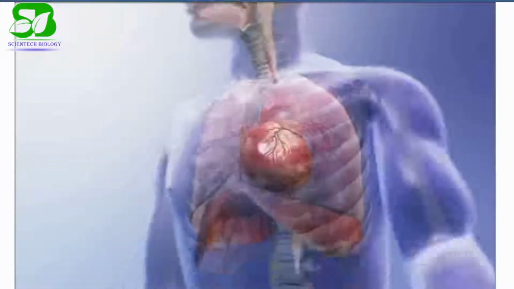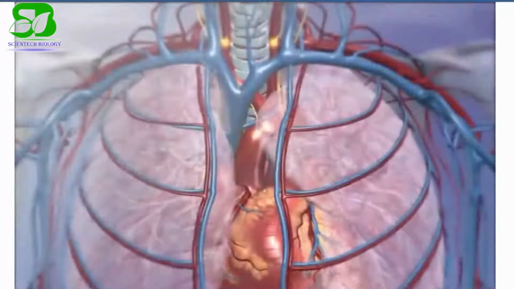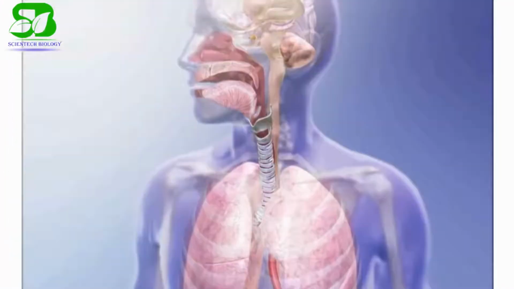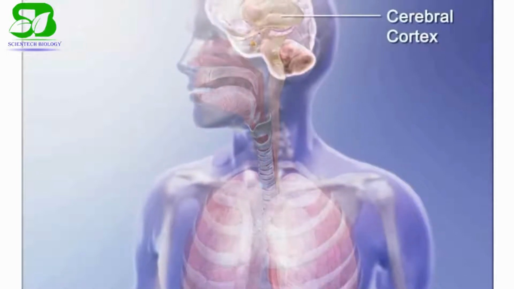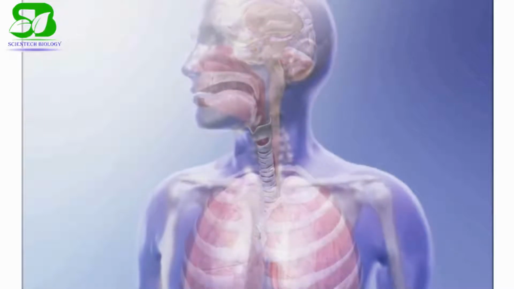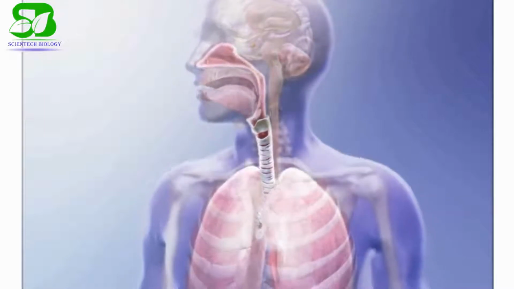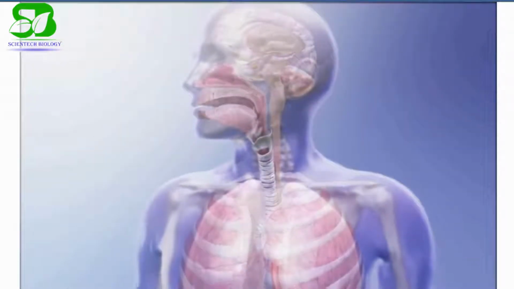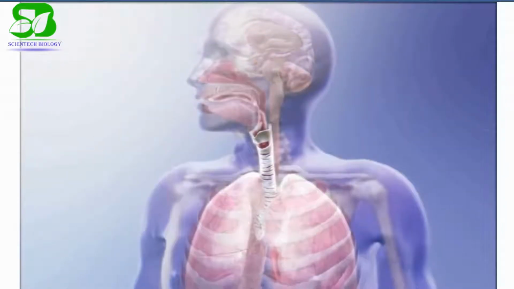When the body uses more oxygen, sensors in the blood called chemoreceptors send signals to the brain. So the rate of breathing increases. Actions including talking, sneezing and coughing can also alter the breathing pattern for a short period of time.